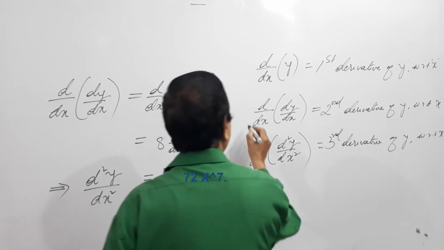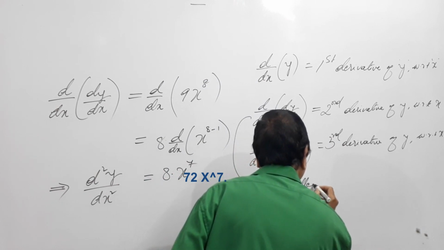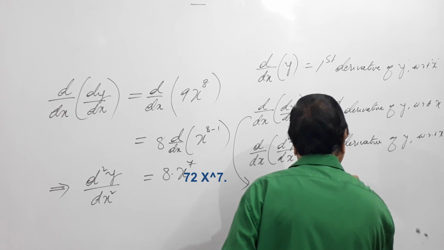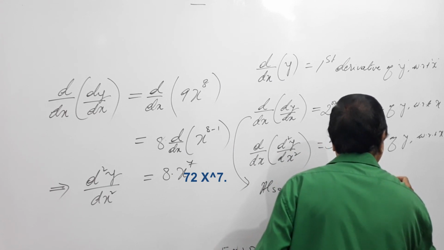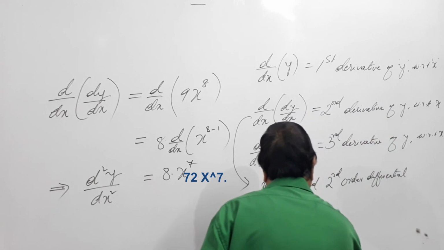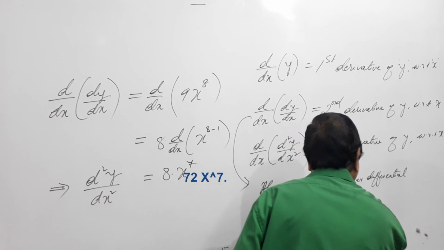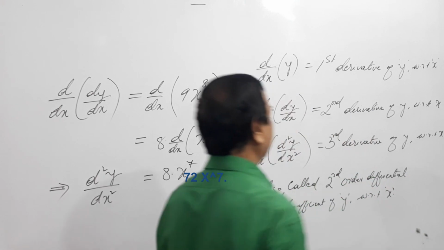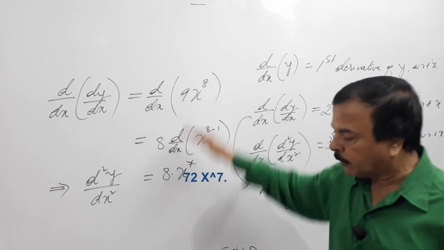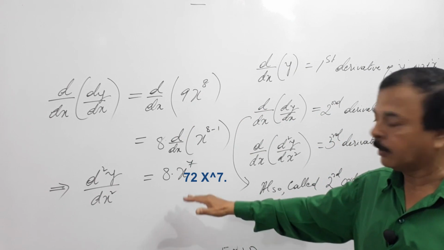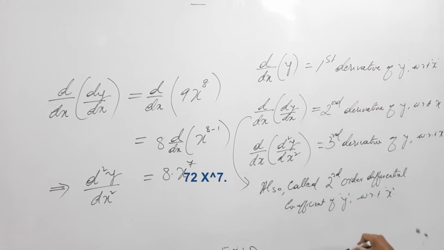I'll write it. This is also called the second order differential coefficient of y with respect to x. So in a nutshell I have explained to you what successive differentiation is. This can be further differentiated. Let's not worry, we'll do some problems and try to understand. If you can understand the concept of this, it is more than enough.